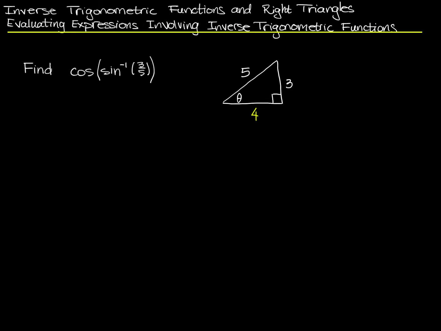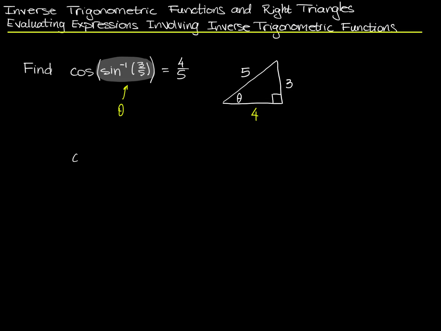So now that I have the three sides of the triangle, I can find the cosine of that angle. Remember that this right here represents an angle. It's the angle whose sine is 3/5. So if this is my theta, then now I want the cosine of theta. Well, cosine is just adjacent over hypotenuse. So my answer here is going to be 4/5.